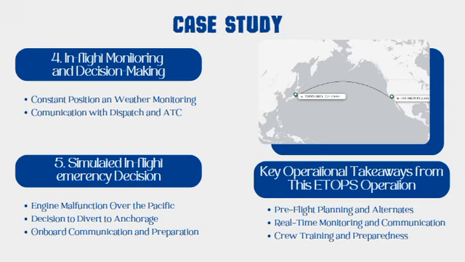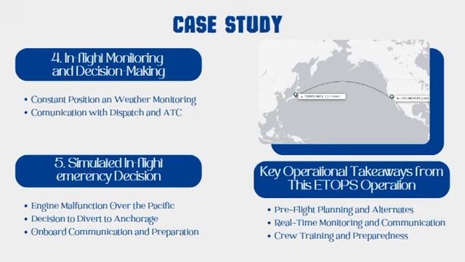Then, the decision to divert to Anchorage. Based on proximity and updated weather data, the crew selects Anchorage as the diversion airport. They coordinate with ATC to establish a direct course to Anchorage, adjusting speed and altitude to optimize single-engine fuel efficiency.